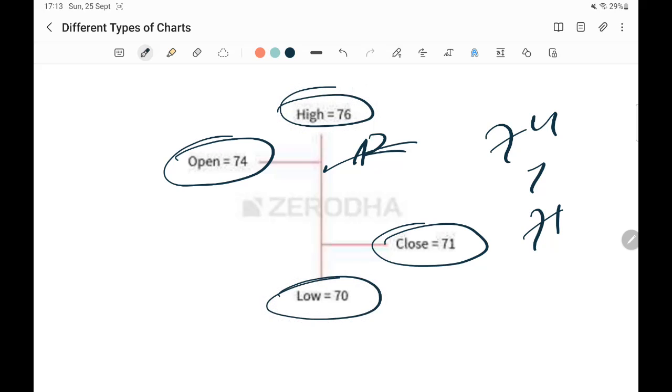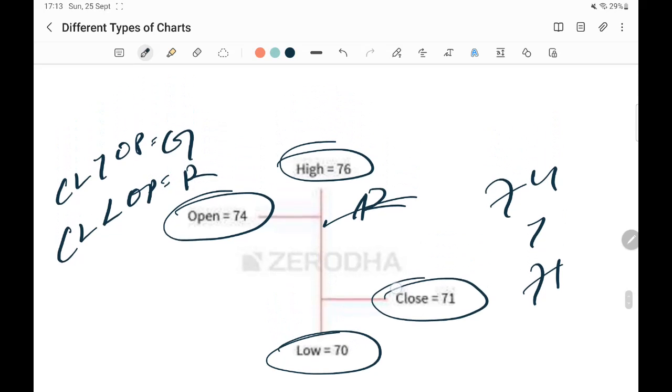Whenever the closing is higher than the opening, the candle you are seeing is a green candle. Whenever the closing is lower than the opening, that is called a red candle. These are the two things.